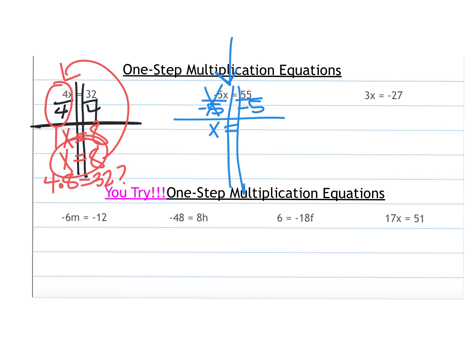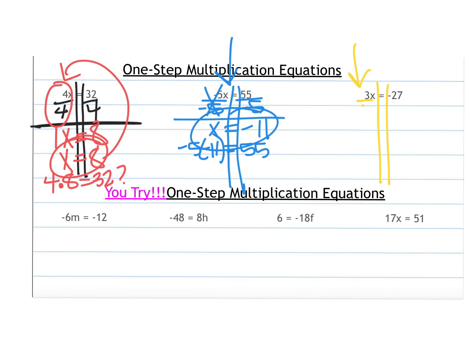55 divided by negative 5. Remember, different signs is negative. So it'd be negative 11. And then let's check it. Negative 5 times negative 11 is the same as 55. So then x is negative 11. And then we go over here. 3x equals negative 27. Again, my variable is over here, and x is being multiplied by 3.